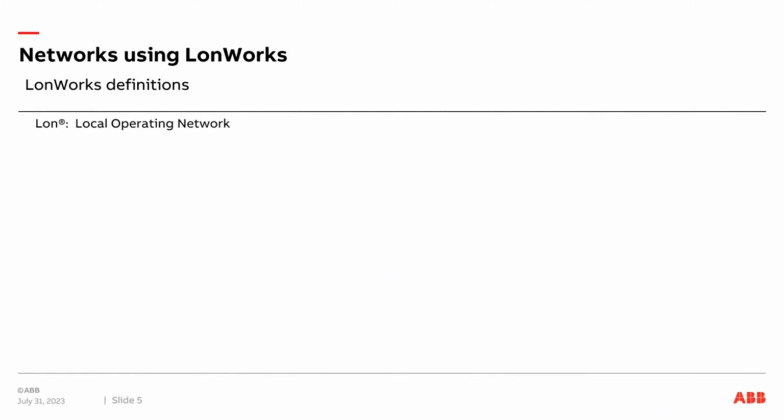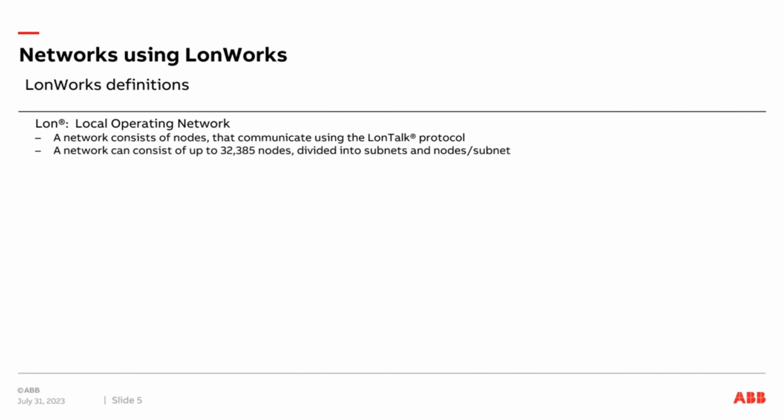LON is a local operating network, and that's the Echelon definition. They further define things as a network that consists of nodes communicating using LonTalk protocol, and we will cover that in more detail shortly. As a testament to the power of the network, it can consist of up to 32,000 nodes, and they divide that into subnets and how many nodes per subnet. I don't think that's overly significant other than the fact that it can handle 32,000 plus nodes.